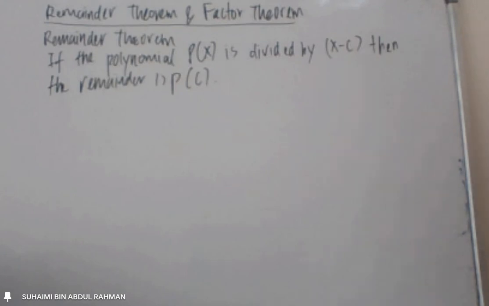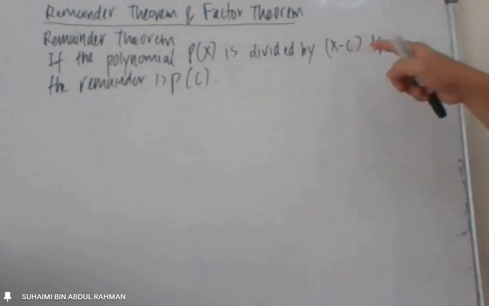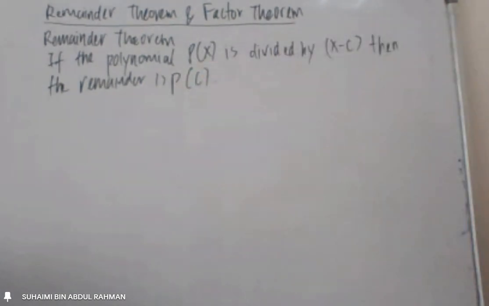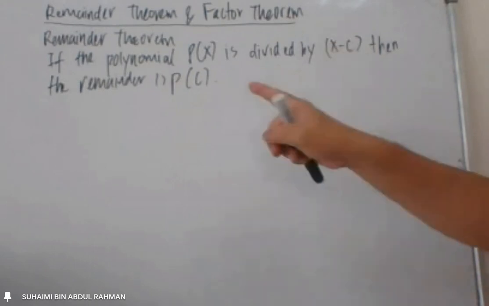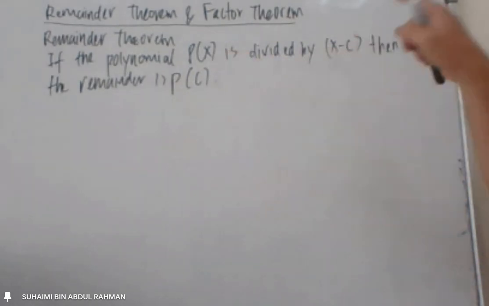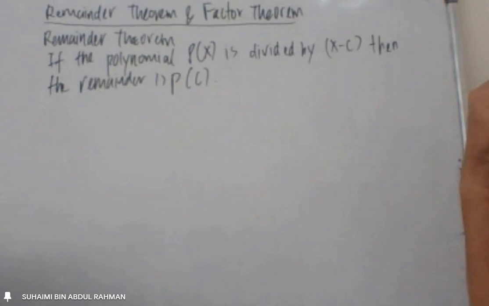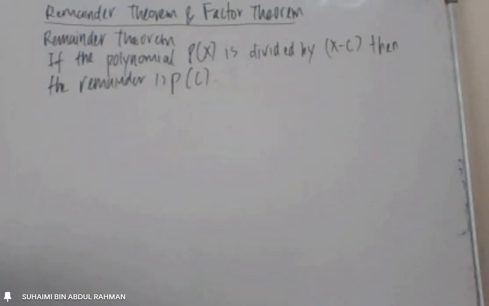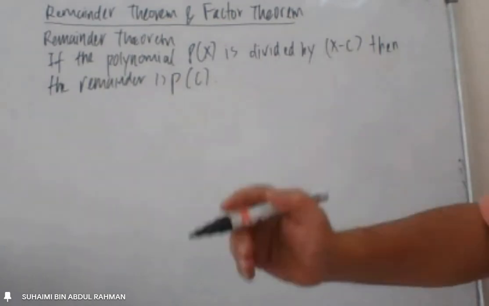To find the remainder, it is very long using the long division method. In fact, the remainder we can get straight away by substituting x with c, provided that P(x) is divided by x minus c. Divided here means that we can divide by x minus c, so we can have the remainder. The remainder is P(c). This is the remainder theorem.